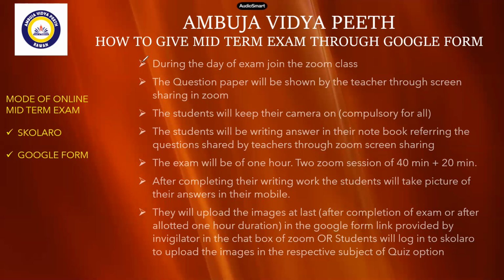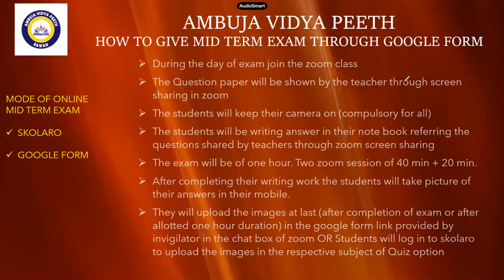All right, so remember, whether it is Google Form or Scholaro, the first 6 points are common for both. You have to perform this activity for both the exams. Only the last step will change. If it is Google Form, you have to click the link. If it is Scholaro, you have to log in to Scholaro. So let me show you how it can be done.